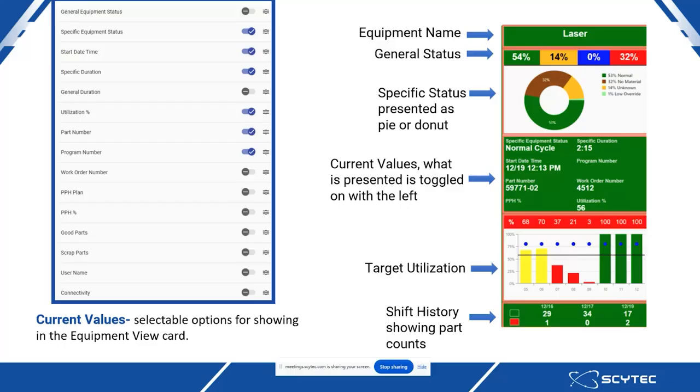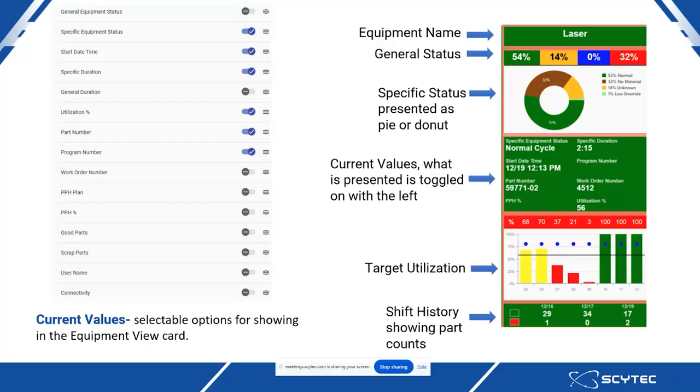We have some things turned on right now, such as the specific equipment status, as well as the start date and time, utilization percentage, part numbers, program numbers, and you have a host of other options. This is not all of them, but you can also get things like work order numbers, the parts per hour plans, percentages, good and scrap part counts, as well as the logged-in user for DataXchange and whether or not you are even connected to the DataXchange service. Those are all the things that can be populated inside the current value section for your real-time equipment view.